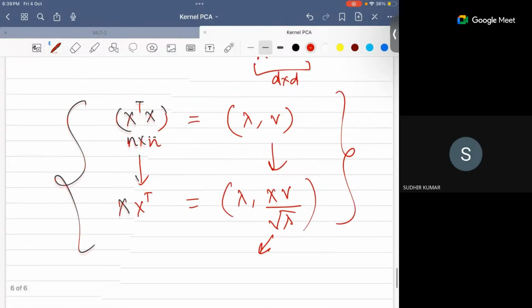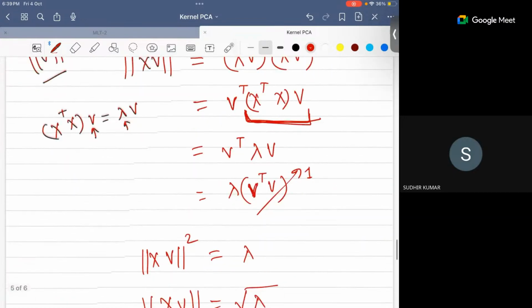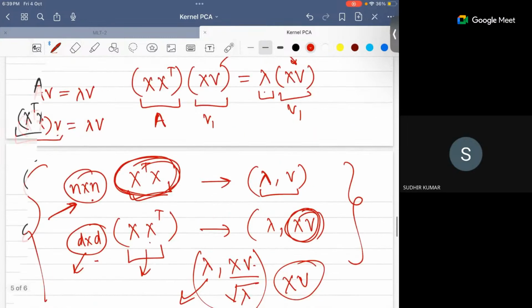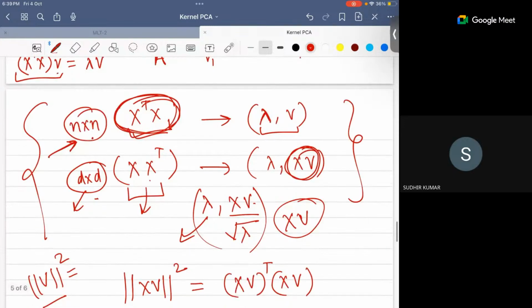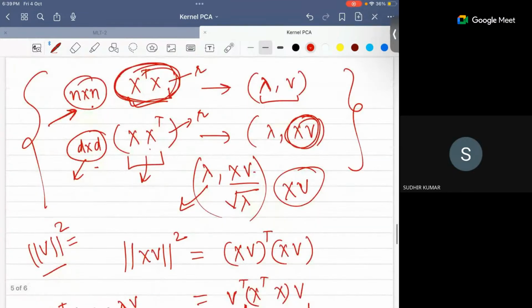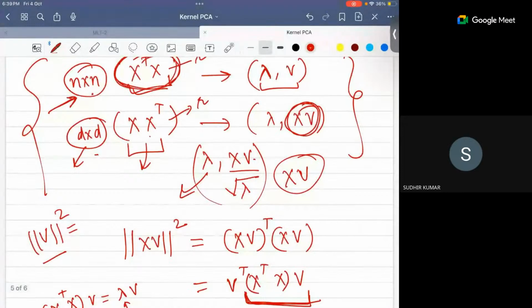Okay, so we saw that if x transpose x is a matrix with eigenpair lambda and v, then x x transpose will also have the same lambda. The lambda will always be the same because both are symmetric matrices. If the rank of this matrix is r, then the rank of the other matrix will also be r, so you'll get r non-zero lambdas.